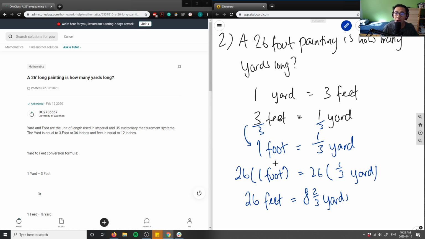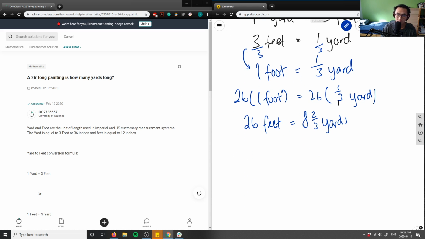So 8 2/3 yards. Or if I want to put it in decimal, it's 8.66, and this is a repeating number, yards. So 8.66 yards, or 8 2/3, or if you want to put it in an improper fraction, 26/3 yards works as well. So that's going to be my answer for this problem.